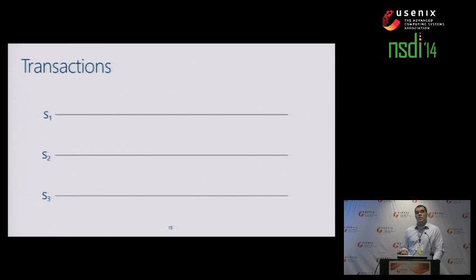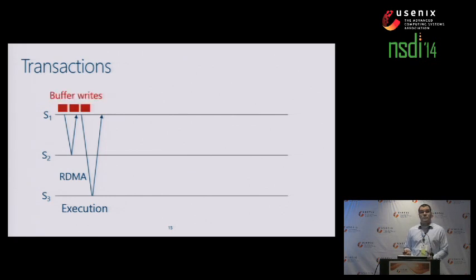Transactions in FaRM are general, fully distributed transactions. A transaction is executed by a single server, in this case server S1. During the execution, the transaction can access objects living anywhere in the cluster, on any of the machines, using RDMA reads. Transactions are optimistic, so they buffer all the writes during the execution and apply the updates only at commit time. To commit a transaction, FaRM uses a two-phase commit protocol for optimistic transactions.